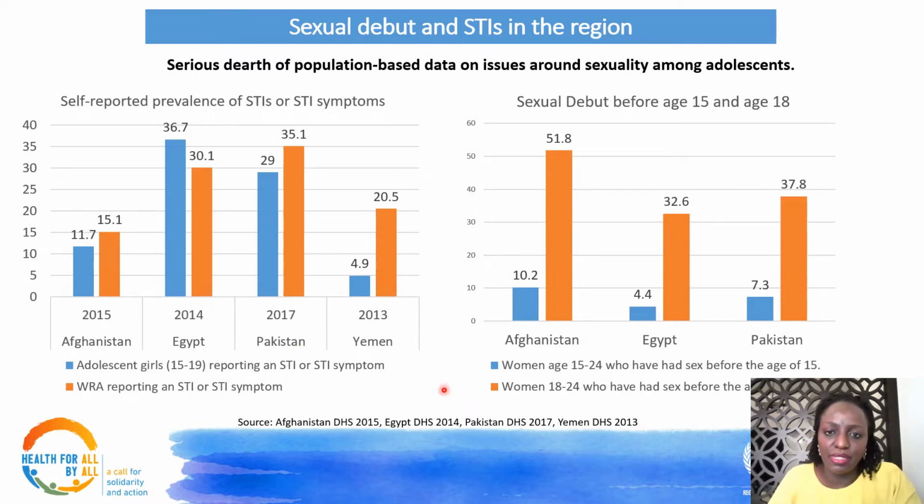We also looked at the sexual debut before age 15 and age 18, comparing Afghanistan, Egypt, and Pakistan, looking at women aged 15 to 24, the blue, versus 18 to 24, the orange. And you'll see from this graph that sexual debut before age 15 is quite low. It's 10% for Afghanistan, 4% Egypt, 7% for Pakistan, compared to the older age groups 18 to 24 that are shown in the orange on this slide.